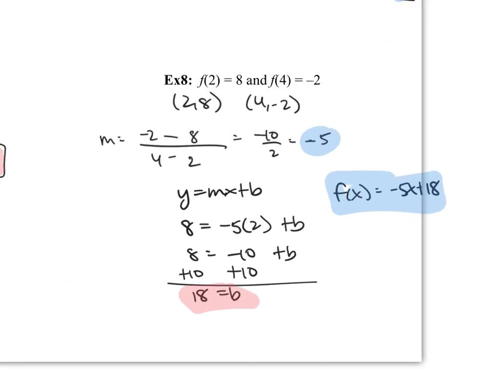And then for example 8, again, I've got my two ordered pairs. My subtraction fraction gets me a slope of negative 5. I chose the ordered pair 2, 8 since everything is positive, which got me a y-intercept of 18, although you get the same y-intercept even if you use the other ordered pair, for a final answer of f(x) equals negative 5x plus 18.